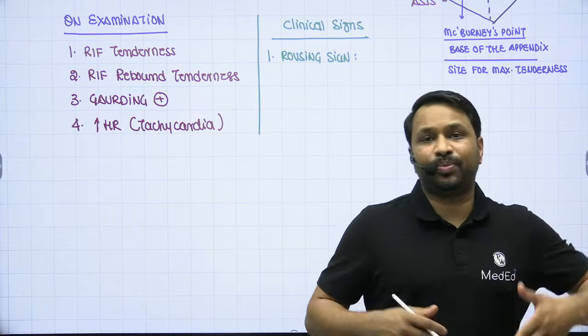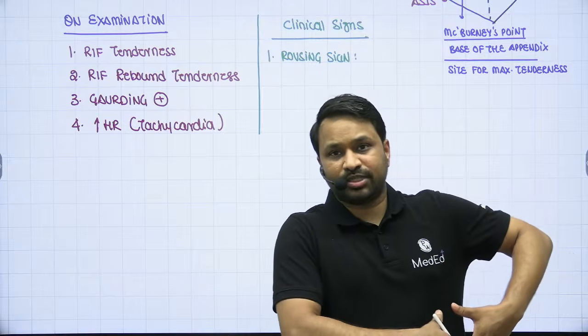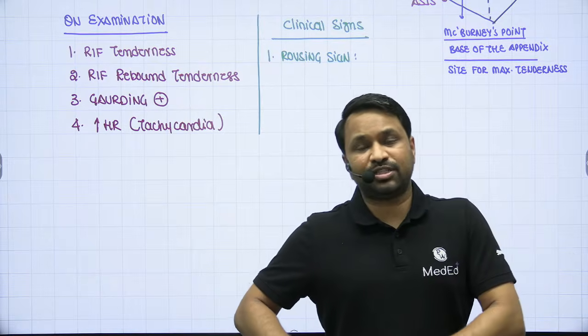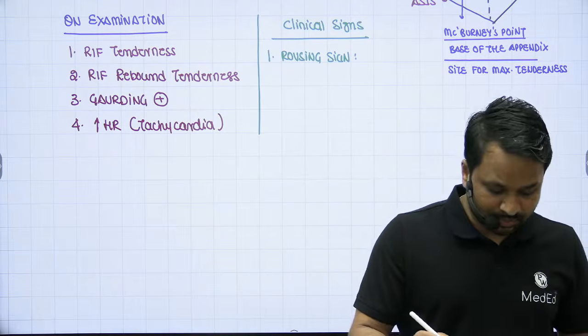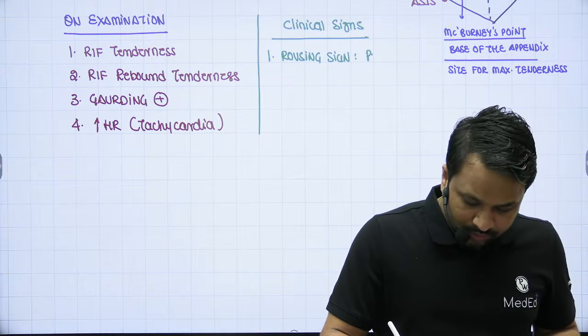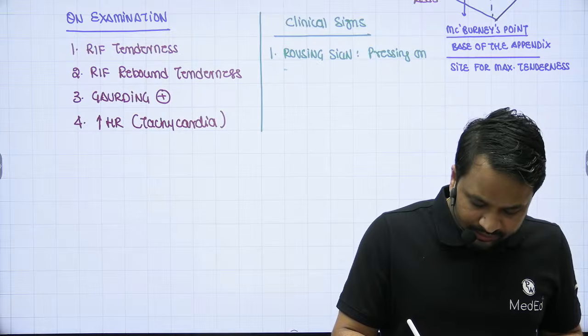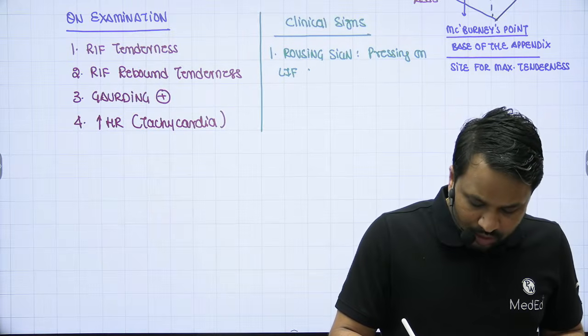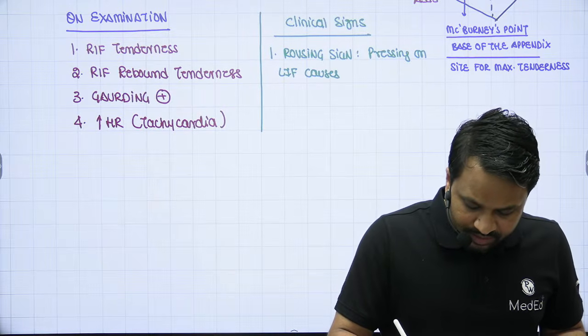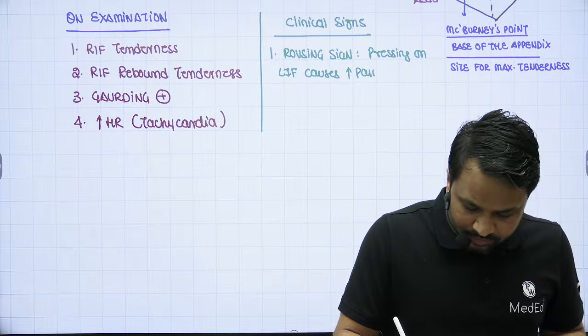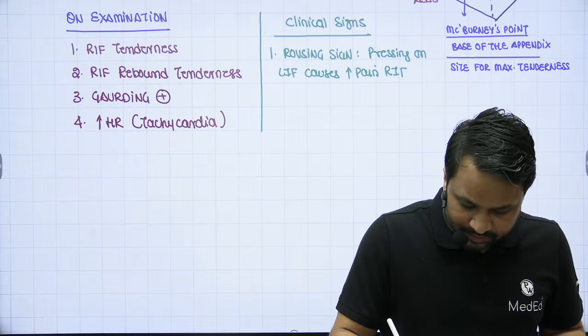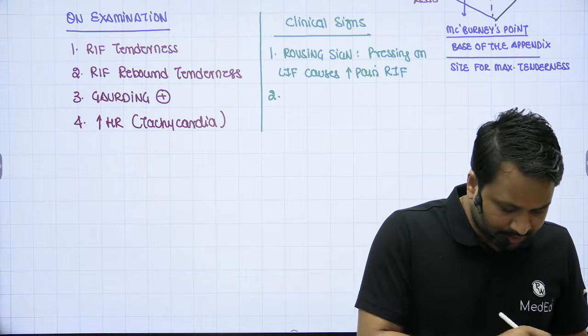Rovsing sign: when you press in the left iliac fossa, because the content is being shifted to the right side, obviously pressure in the right iliac fossa will increase, hence causing pain. So pressing on the left iliac fossa causes an increase in pain in the right iliac fossa, is what we call the Rovsing sign.